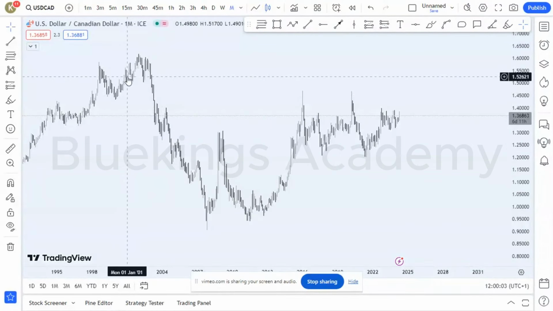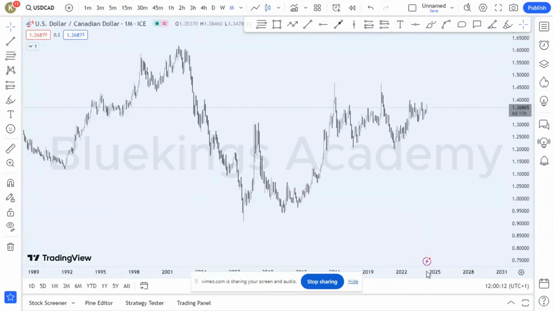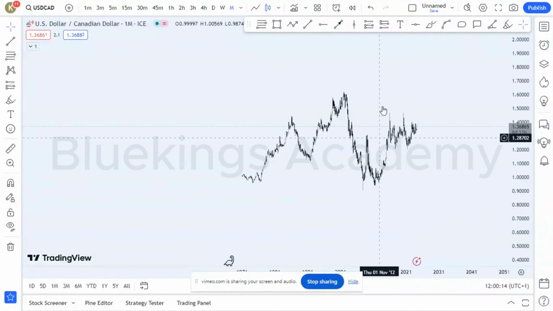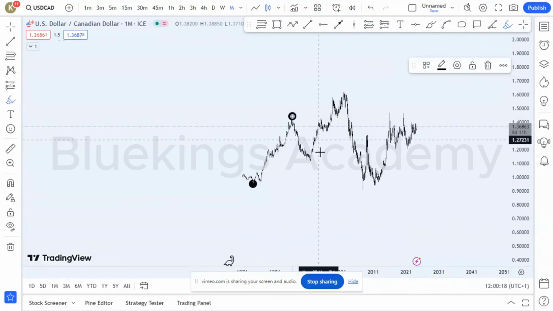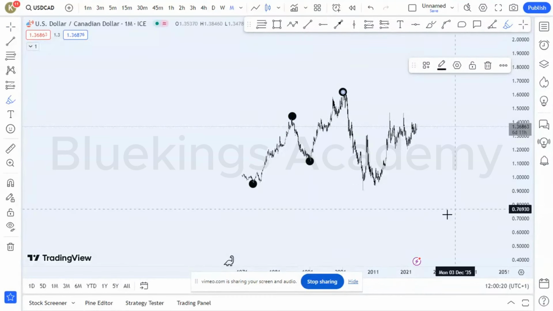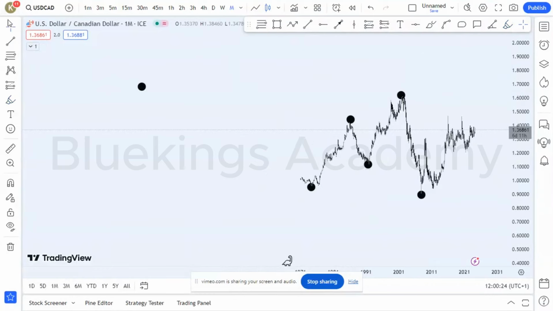All right, so let's do USD CAD. As you can see, we have USD CAD right here, on the monthly chart. So now let's mark our external structures. Now look at it critically. Starting here, we have this low, we have the high, we have the low, we have the high, we have the low. Now let's zoom in and see how I was able to mark all of that.